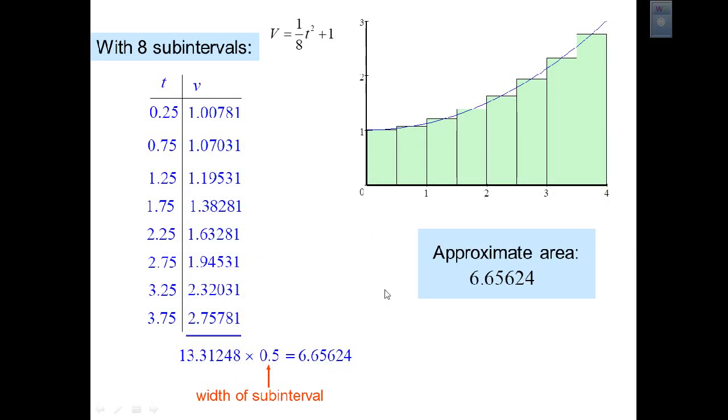Now, I'm going to go ahead and tell you the actual answer for this is 6 2/3, or 6.6 repeating. So right there you can see we're pretty close to it. We're like 1/100th off. So with 8 subintervals, we were able to get pretty accurate to what the actual area under this curve is.